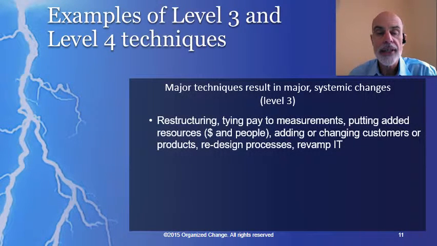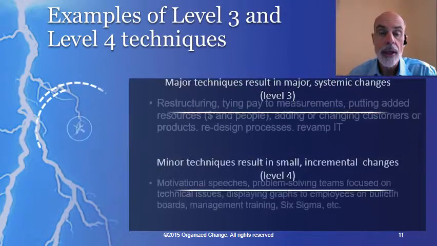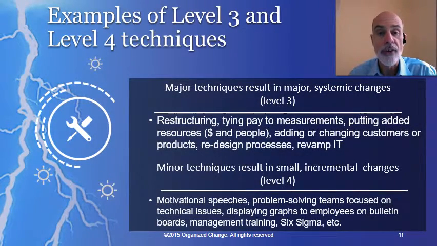Level 3 and Level 4 techniques, on the other hand, involve making changes to your internal processes. Level 3 kinds of changes involve major and significant restructuring of your organization, either in terms of the organizational structure, tying pay to measurements, putting added dollars and people into your efforts, adding or changing customers or products, redesigning processes, and revamping IT. Level 4 changes, on the other hand, involve things like motivational speeches, problem-solving teams, displaying graphs and charts on bulletin boards and SharePoint sites, as well as the implementation of Six Sigma.